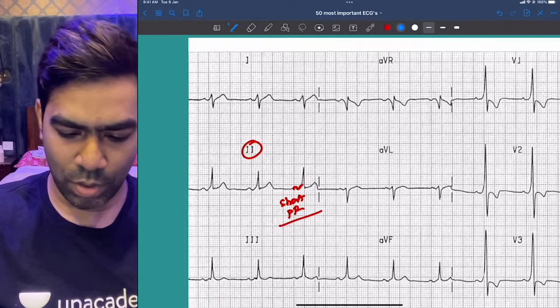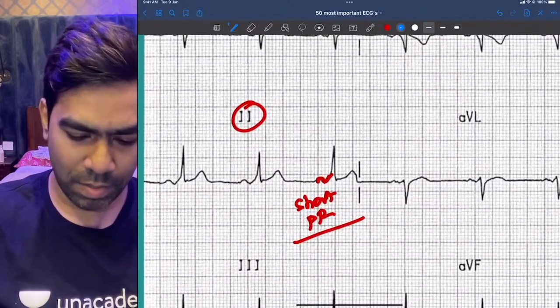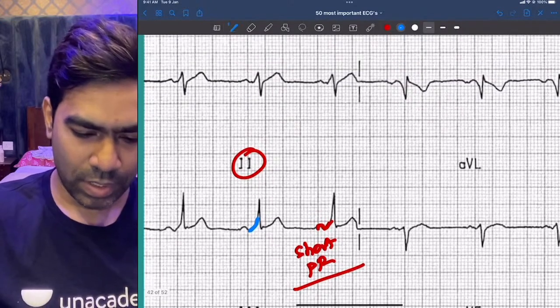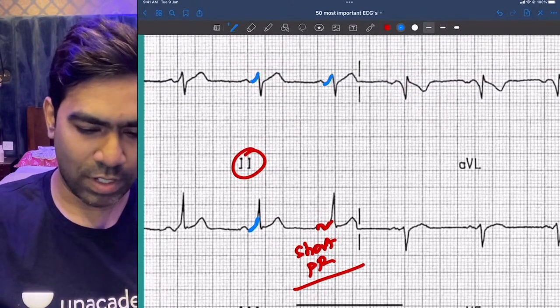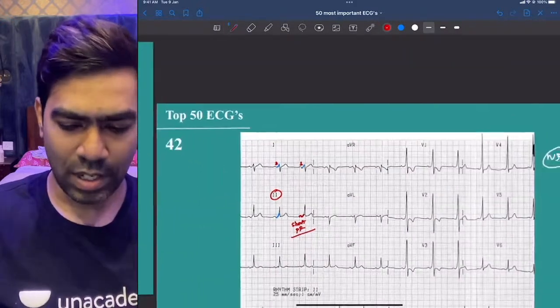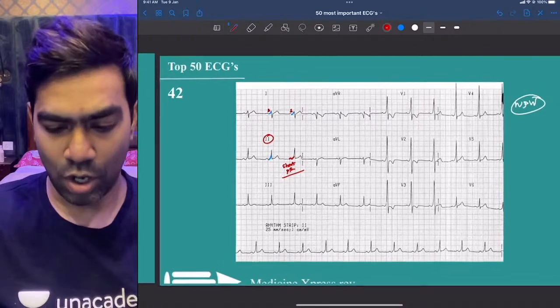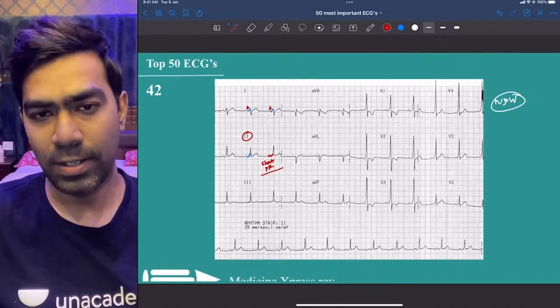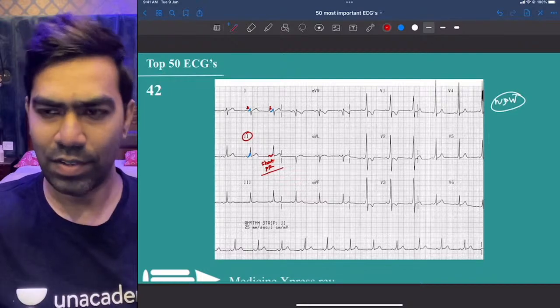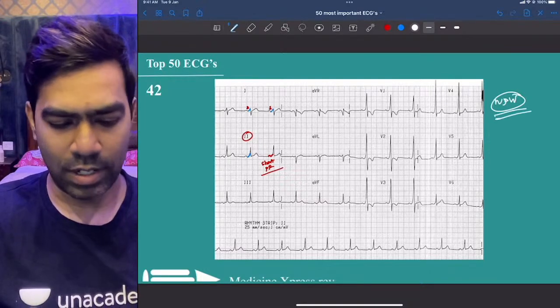And it's not only about the short PR interval. The earlier part of the QRS, the initial part of the QRS, is very slow and slurred. These are called delta waves. So if you see a combination of short PR interval along with this kind of initial slurring of the QRS complex, which is called delta wave, it is very much suggestive of Wolff-Parkinson-White syndrome.